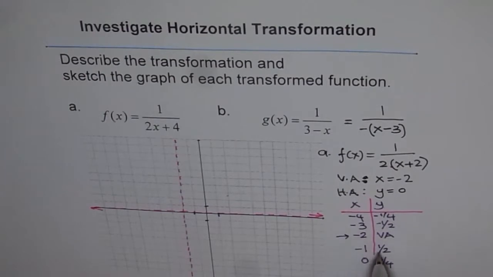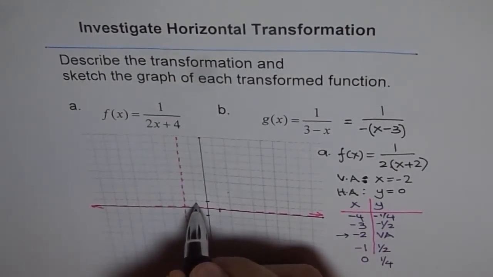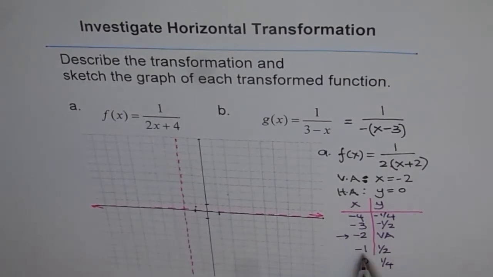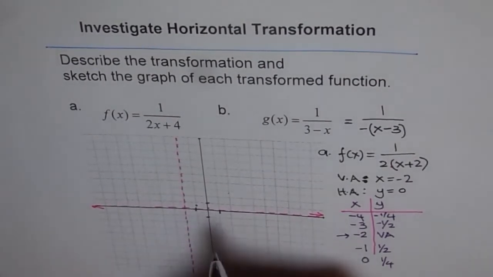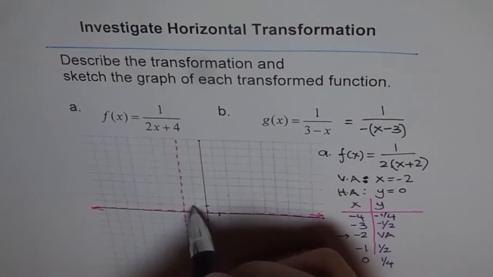Minus 1, the value is half, which is here. And then 0, 1/4, coming closer. So what we realize is it's actually going very, very close to the graph. And we have to get the values here.